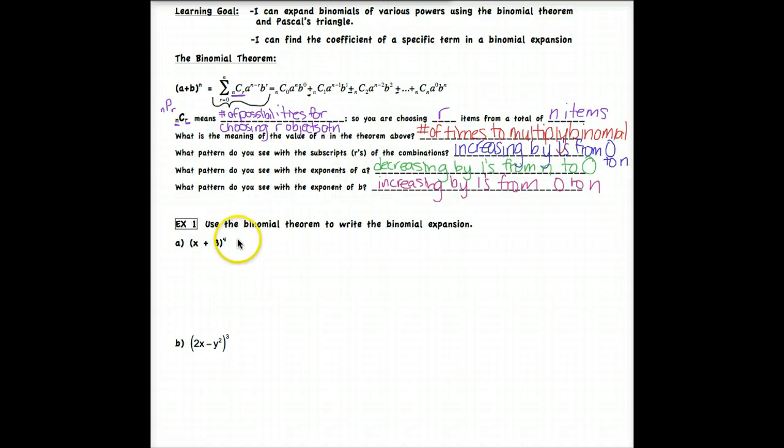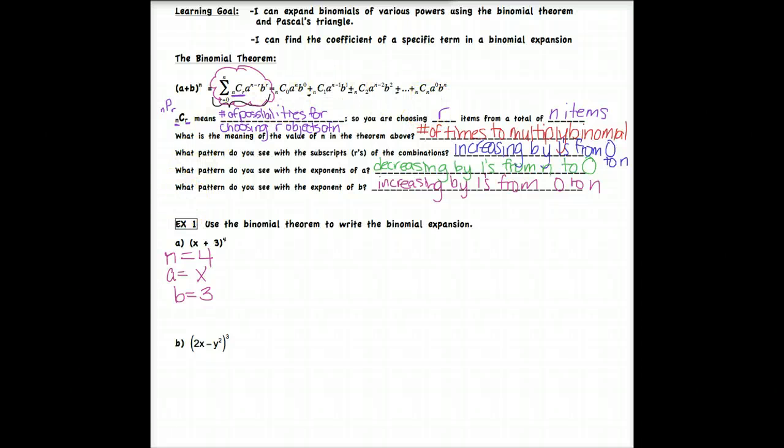So if we look here, the first thing that you should do is identify your a, your b, and your n. So n is the exponent. So in this case, n is 4. My a, my first term, is x, and my b, my second term, is 3. So I'm going to apply this formula, and remember, this is the formula right here, but what's to the right after this equals is what you're actually going to be writing out.